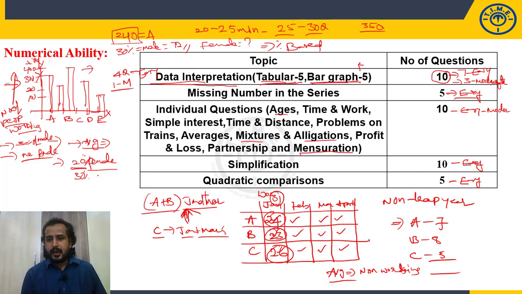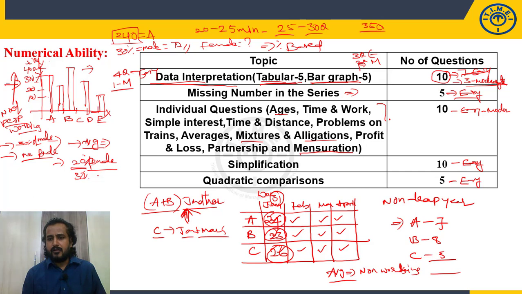Out of this, 3 questions are easy, 2 questions are rated moderate. So let's say 7 questions are easy, 3 questions are moderate, and the 7 questions are direct questions. All these 7 questions are direct, but only in 3 questions is a little bit of calculation involved, where there is more percentage, less percentage kind of questions. Okay, missing numbers we'll discuss next.